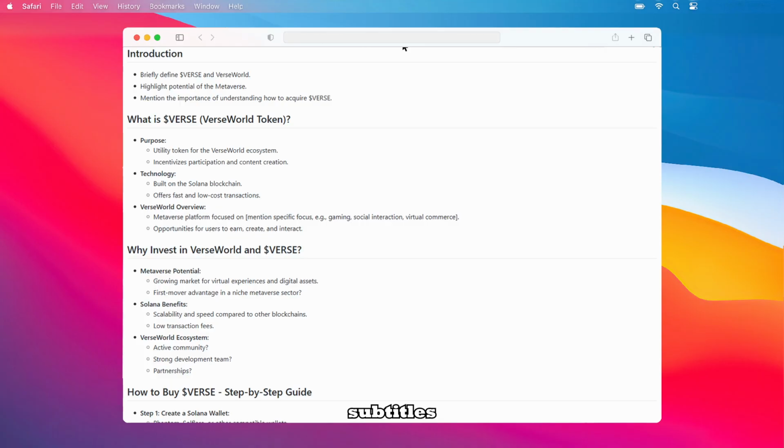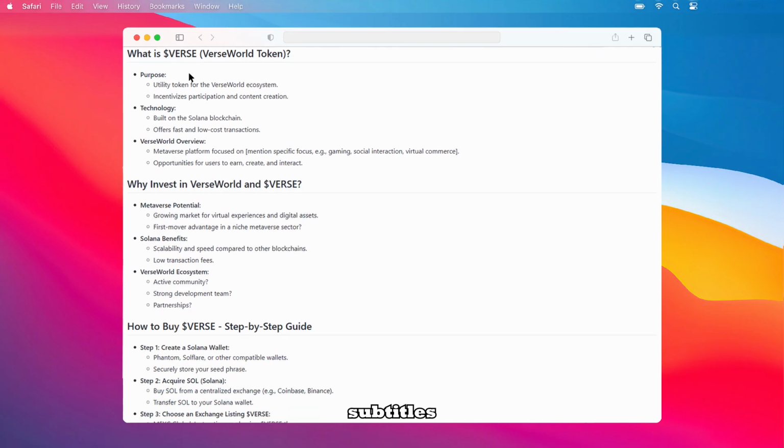So what exactly is Dollarverse? It's the utility token designed for the VerseWorld ecosystem, incentivizing both participation and content creation within the platform. Built on the Solana blockchain, Dollarverse benefits from fast and low-cost transactions. VerseWorld itself is a metaverse platform focused on, for example, gaming, social interaction, or even virtual commerce, giving users many opportunities to earn, create, and generally interact with each other.